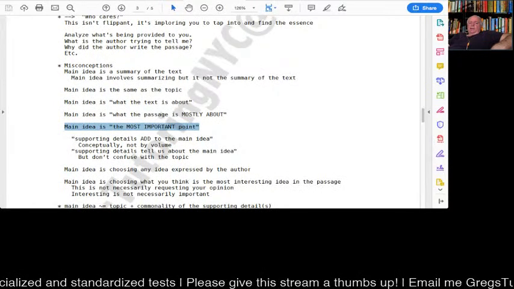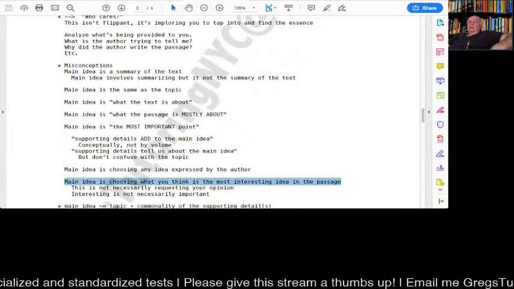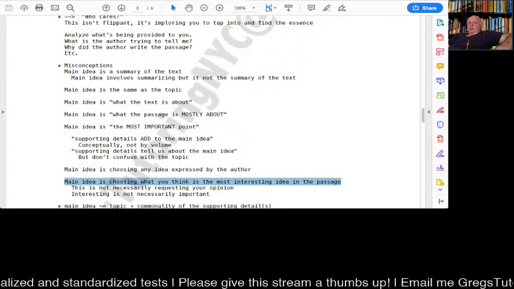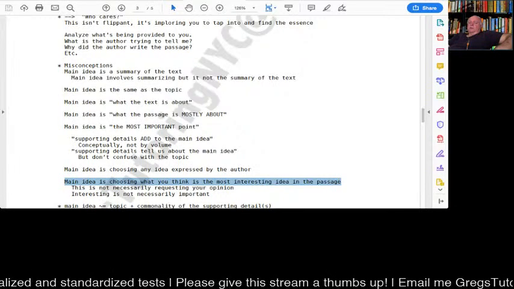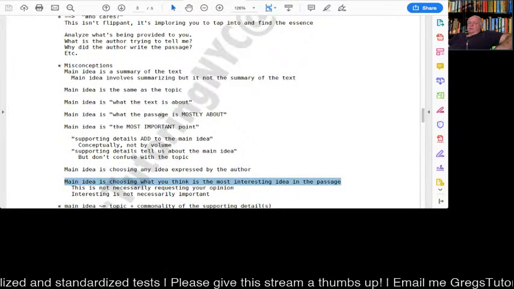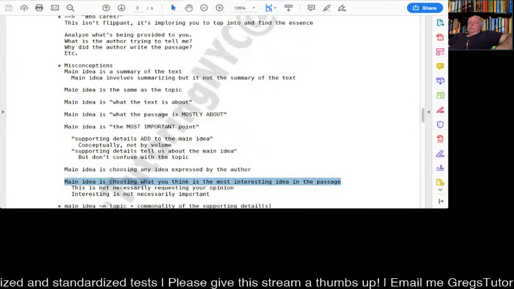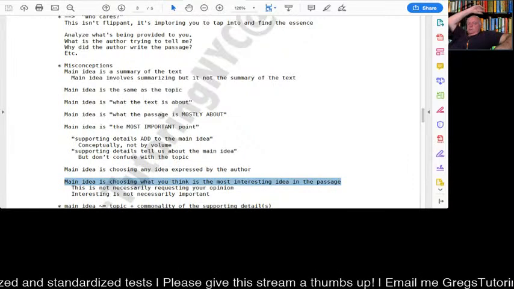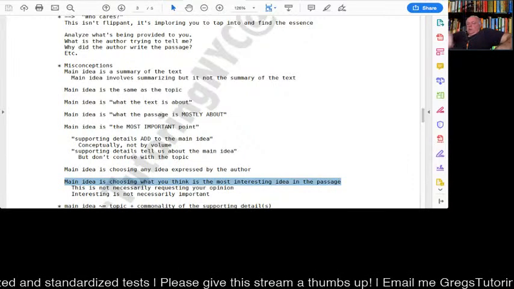Also, a lot of kids say, well, if the main idea is what the passage is mostly about, and the main idea is about some important topic, then it's got to be something I find interesting. No, the passage is not about you. In fact, most kids find the passage is not interesting, but if you happen to find one interesting, that is not necessarily what the main idea is. Okay, so don't confuse interesting with important.